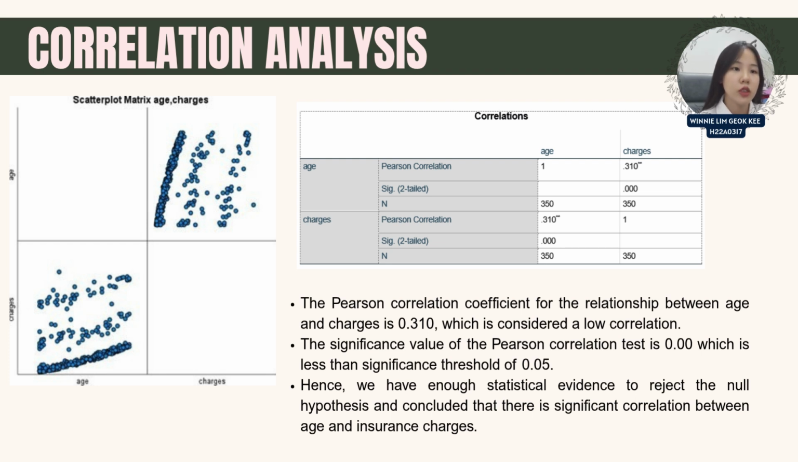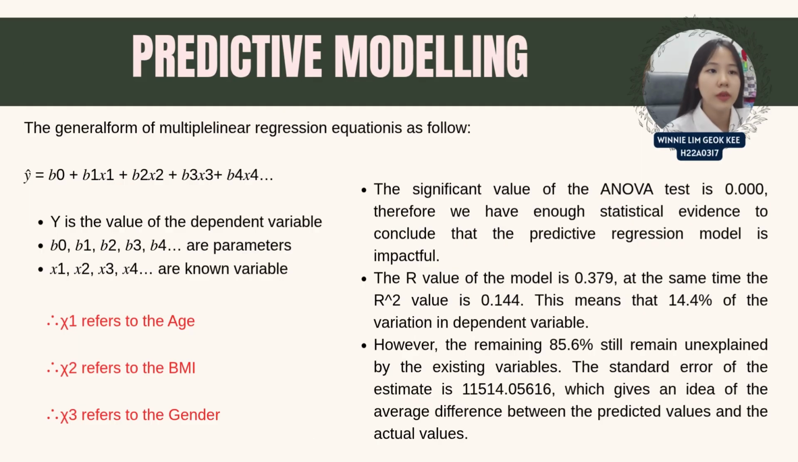Correlation analysis. The Pearson correlation for the relationship between BMI and charge is 0.310, which is considered a low correlation. The significant value of the Pearson correlation test is 0.00, which is less than the significance level of 0.05. Hence, we have enough statistical evidence to reject the null hypothesis and conclude that there is a significant correlation between BMI and insurance charge. The significant value of the ANOVA test is 0.00.